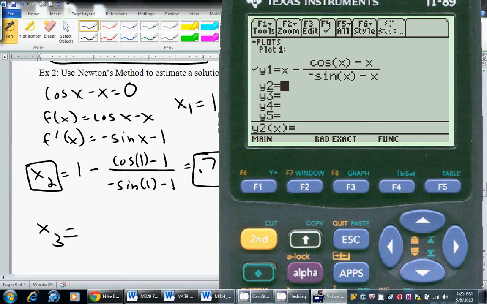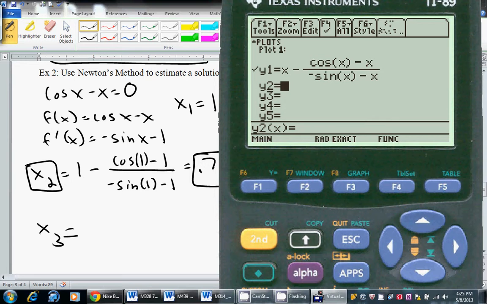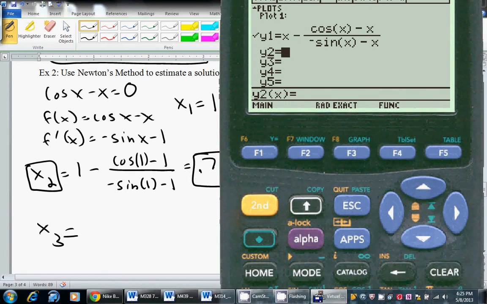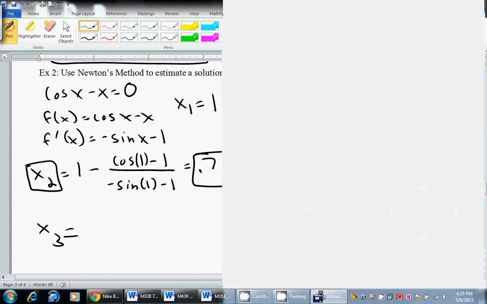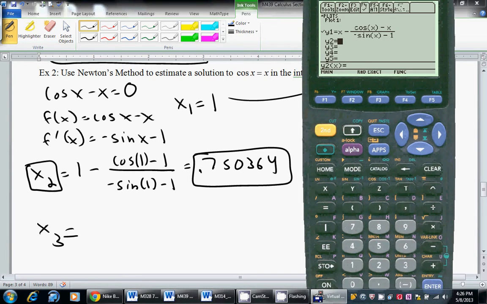And now let's find x sub 3. So I'm going to go to the graph. Uh-oh, did I type something in wrong? Yes, I did. Whoops, that denominator should be minus 1, not minus x. My bad. I was wondering why that graph looked different. There we go. All better.